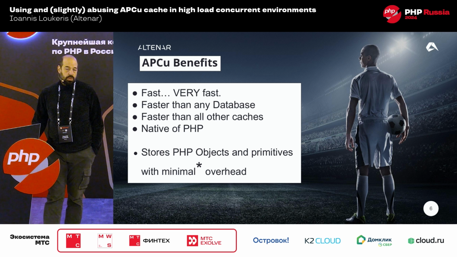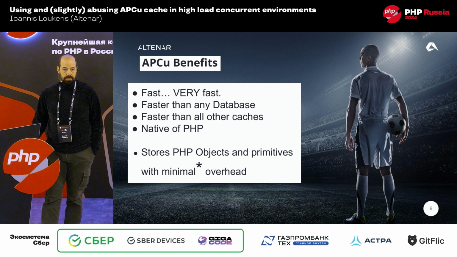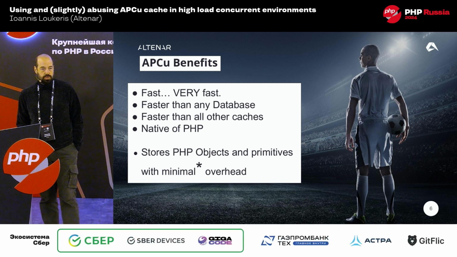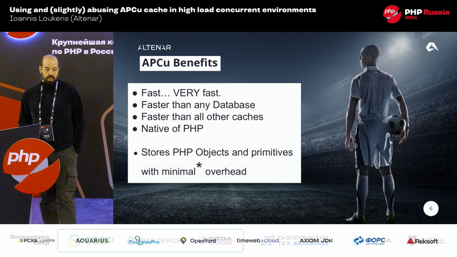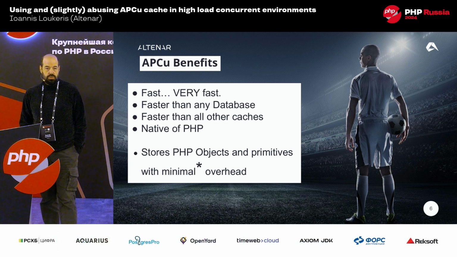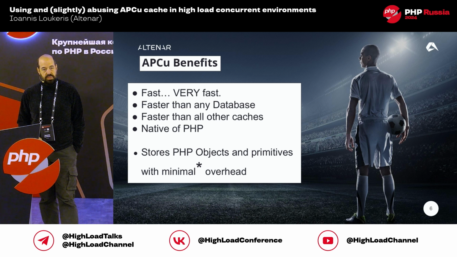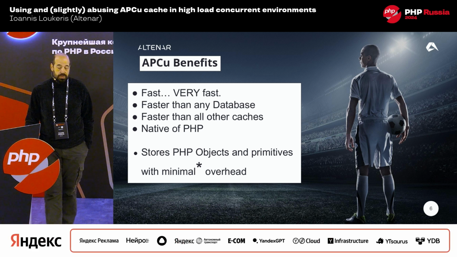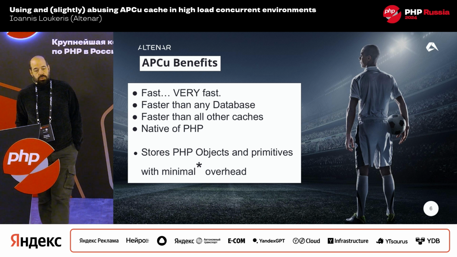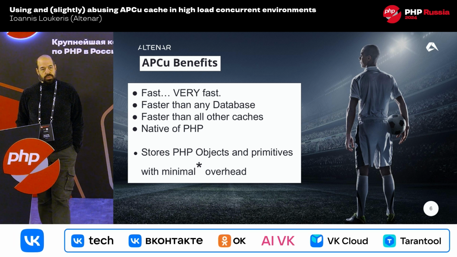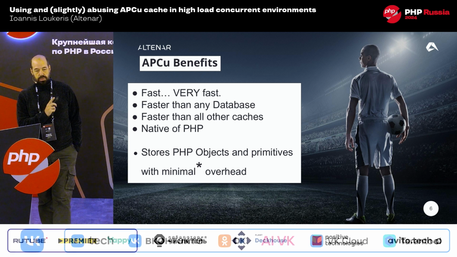It's faster than all other caches. Memcache, Redis, whatever, because you don't have to go through the network. It's native to PHP, so essentially it runs in the same memory and process space as your PHP executable, be it a SAPI module or FastCGI or what have you, it's inside there. And it stores PHP objects and primitives with minimal overhead. See that asterisk there? Remember it.